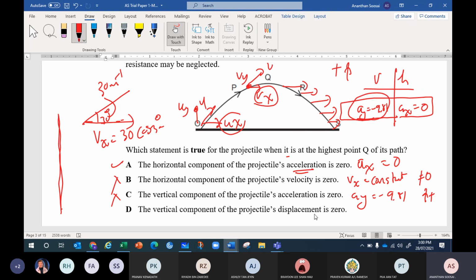The vertical component of the projectile displacement is zero. The vertical component is changing with time. Every moment has a different vertical displacement. So it's changing, it's not zero. That's a value, so it's wrong. So A is the answer.